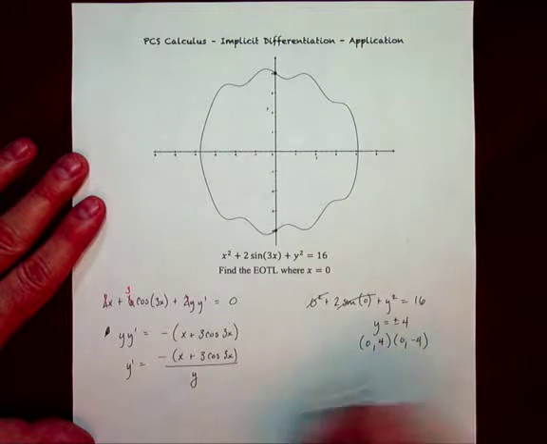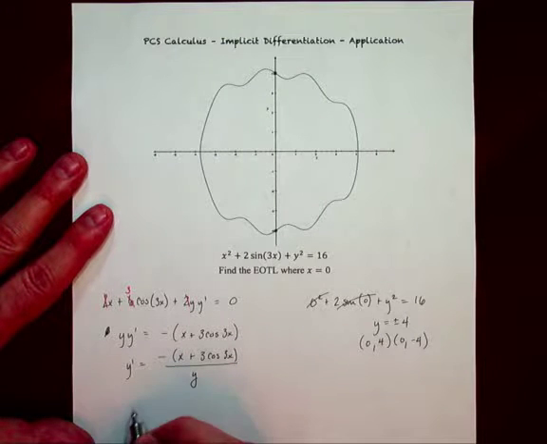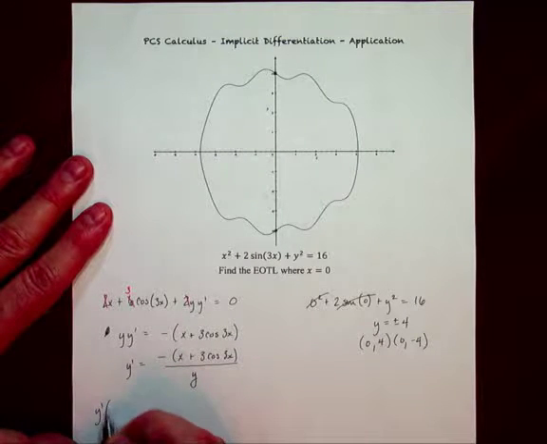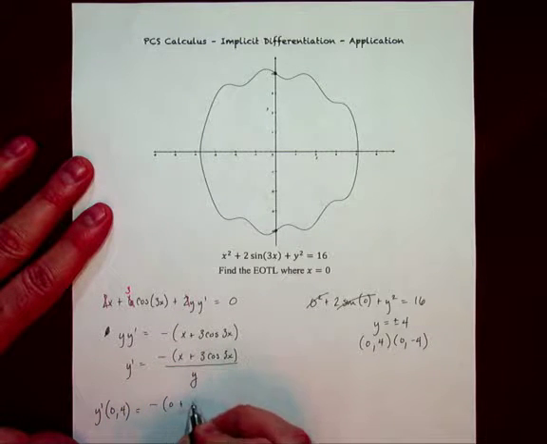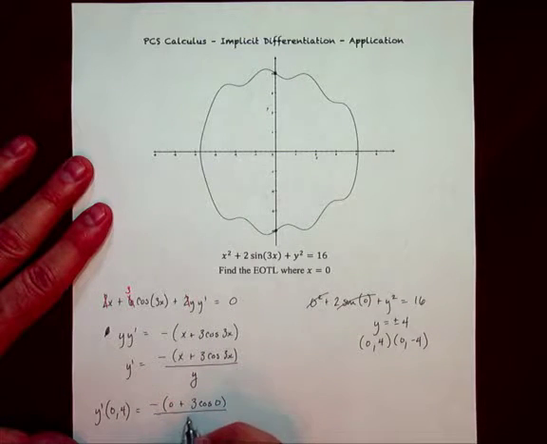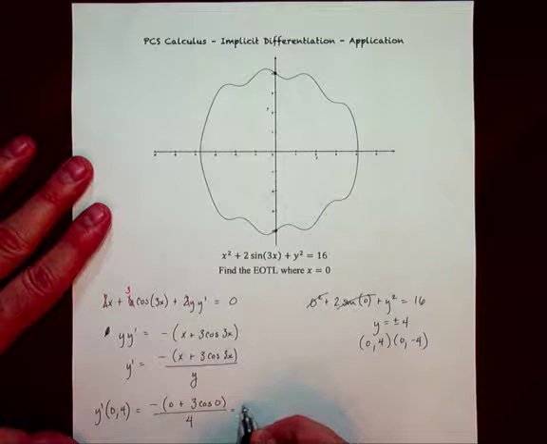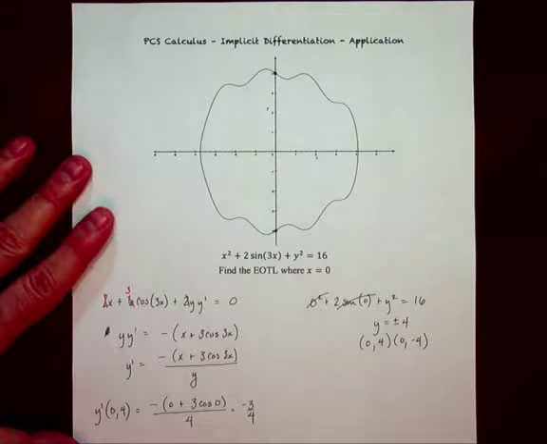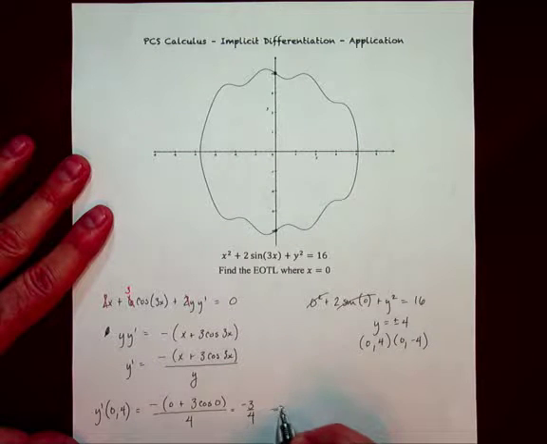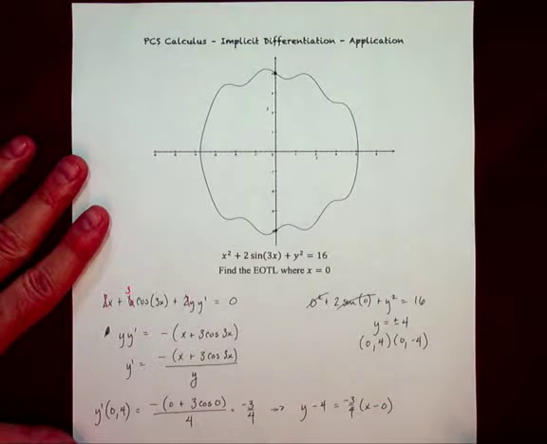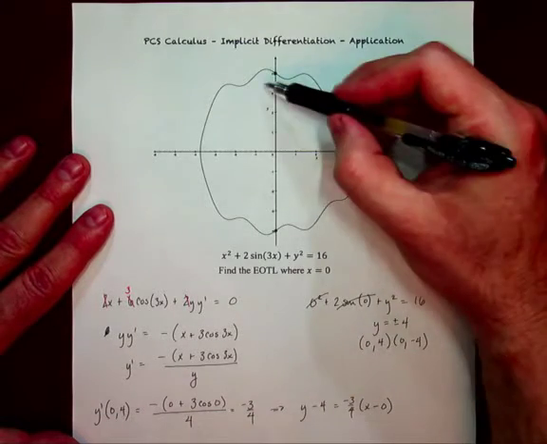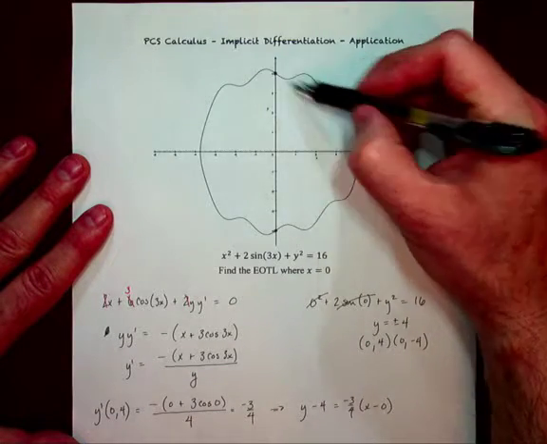Now we need to take both of these and plug them in over here. When we do that, we get y prime of (0, 4) is negative 0 plus 3 cosine of 0. Now be careful, cosine of 0 is not 0. Over 4, that winds up being negative 3/4. Well, that means that I have y minus 4 is equal to negative 3/4 times x minus 0. Okay, and here at (0, 4), that looks like a negative slope, so that's reasonable.